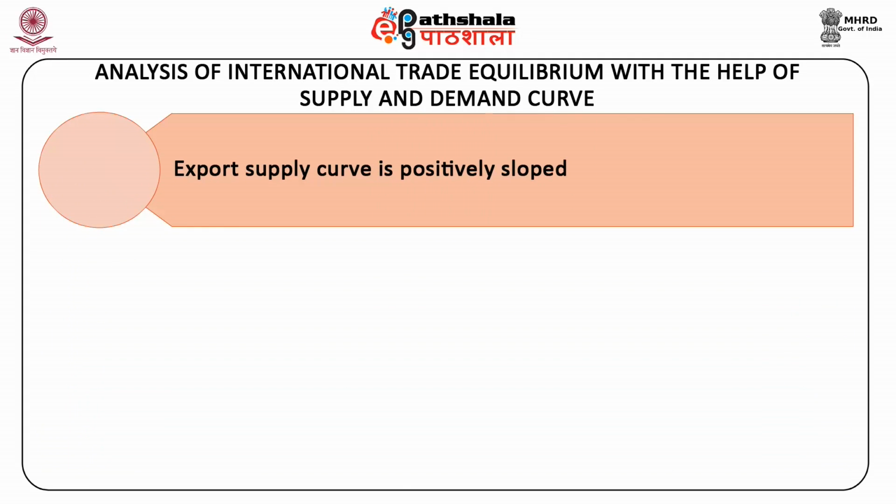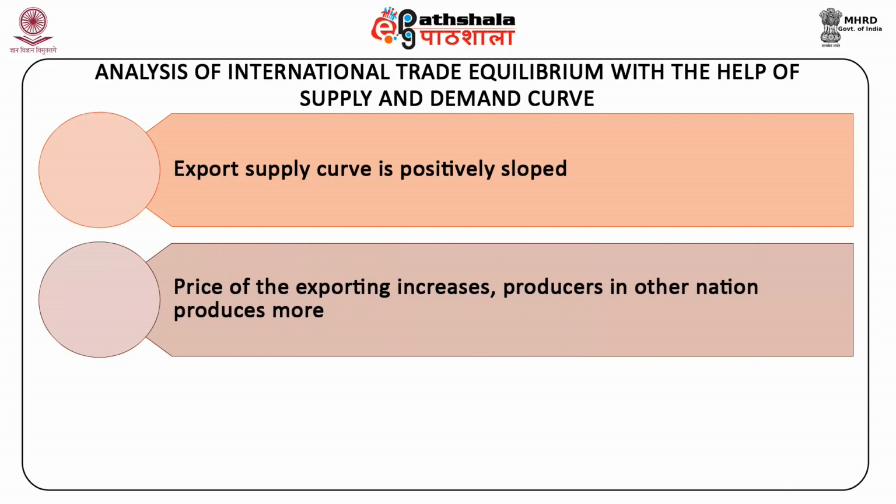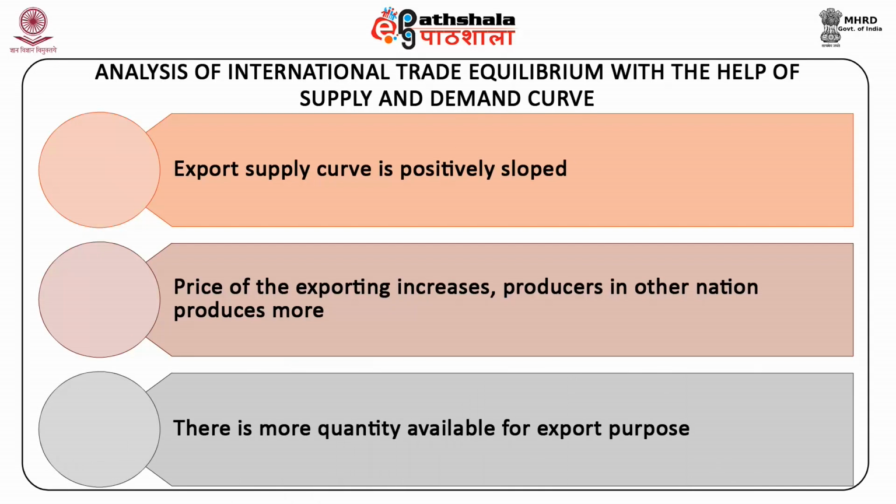The export supply curve is positively sloped, indicating that as the price of the exported good increases, producers in the exporting nation produce more but consumers in that country consume less. As a result, there is more quantity available for export purposes. That is why the export supply curve is positively sloped.